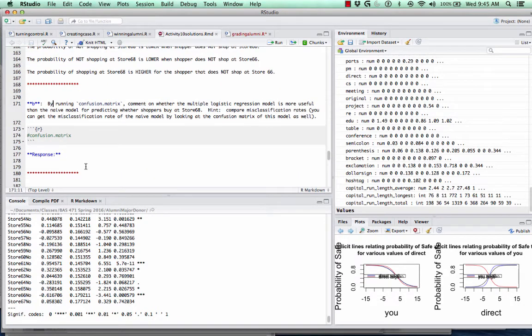All right, by running a confusion matrix, comment on whether the multiple logistic regression model is making good predictions here. So let's look at the confusion matrix.